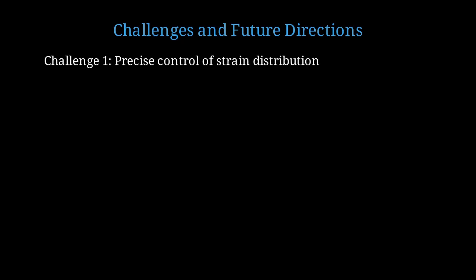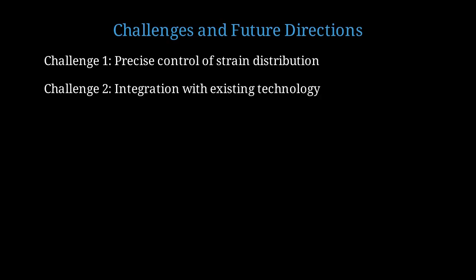Like any emerging technology, strain-engineered nanomembranes face several challenges. First, achieving precise control over the spatial distribution of strain remains difficult. Small variations in composition or thickness can lead to unpredictable shapes. Second, integrating these three-dimensional structures with existing planar semiconductor technology is non-trivial.